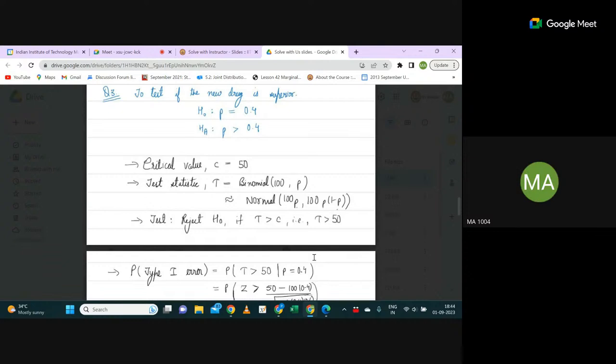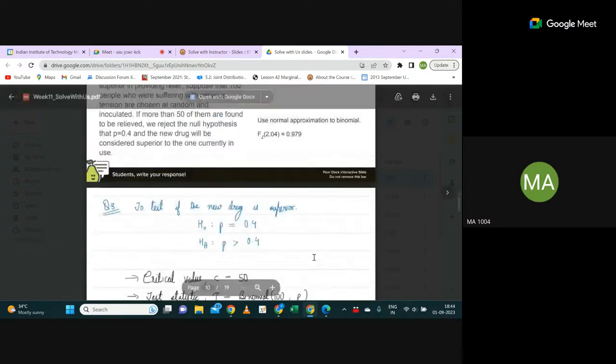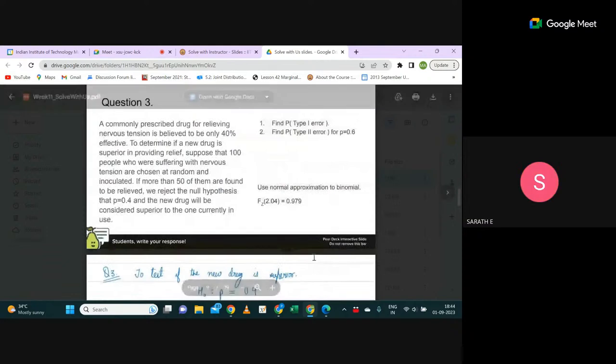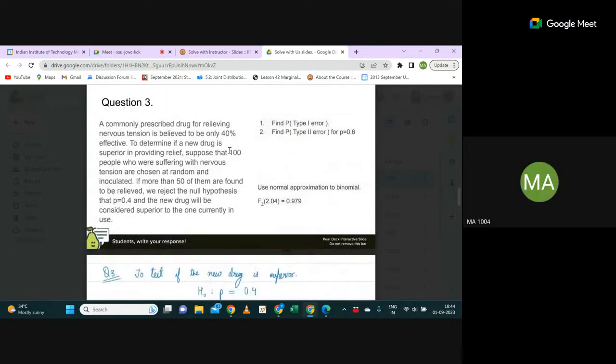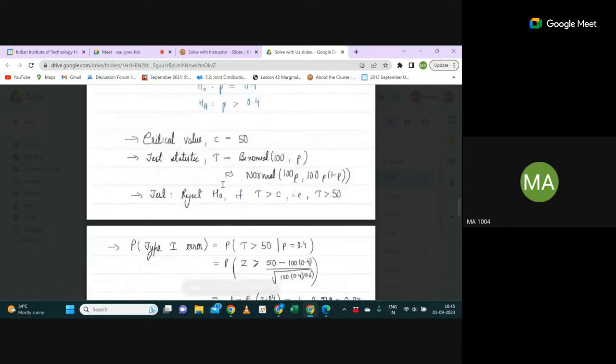In the question you can see they have taken 100 samples. Basically, a test statistic is nothing but a function of sample values, right? And here the question is of the same kind: suppose that 100 people who are suffering from nervous tension are chosen at random. So they have taken a sample of 100 people and are applying that drug to see whether it relieves nervous tension or not. The same thing is X1 plus X2 up to X100. Yes, you can do it like that.